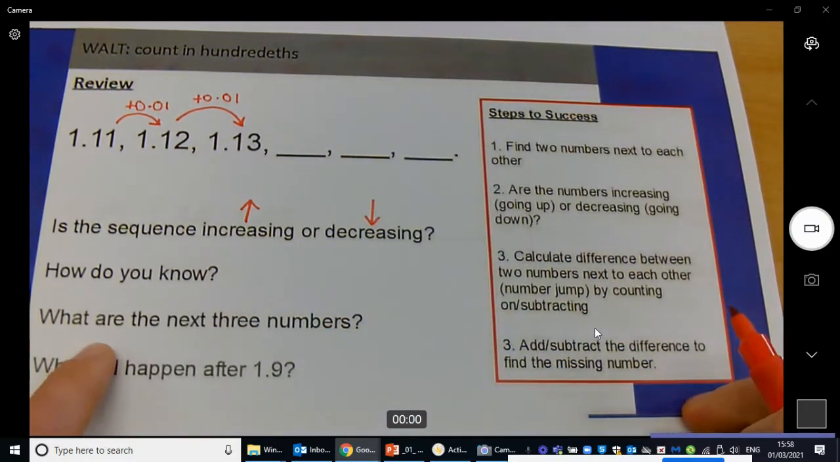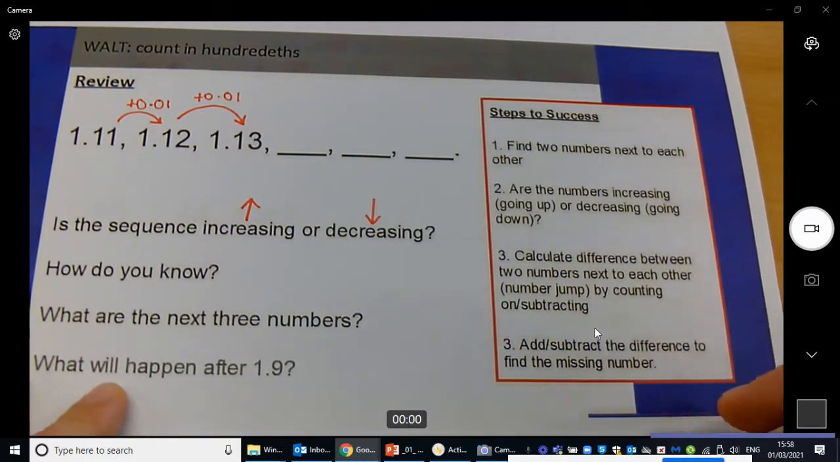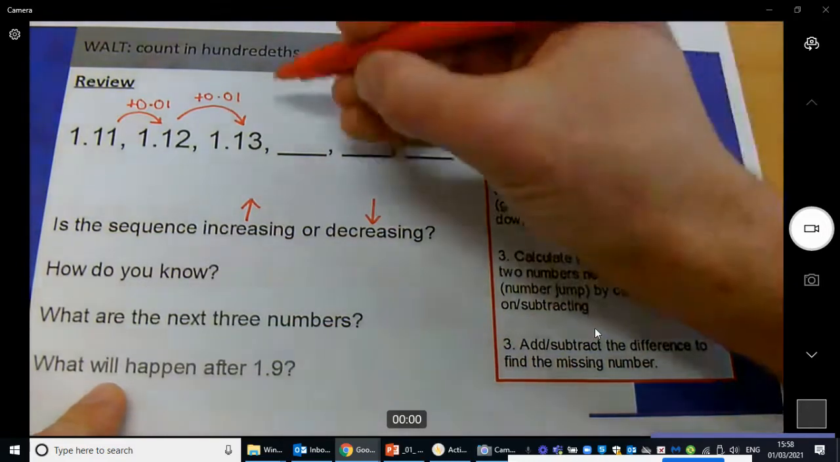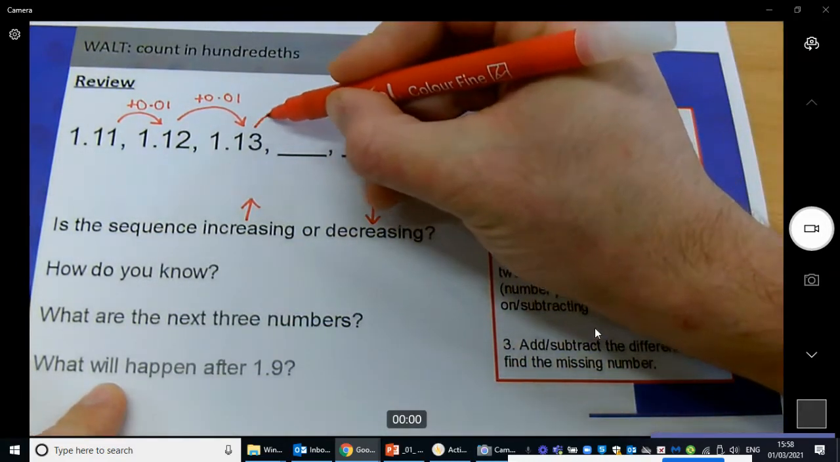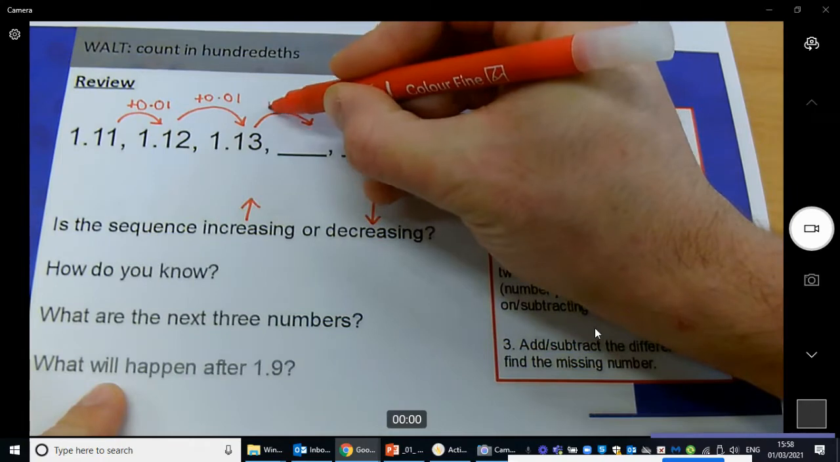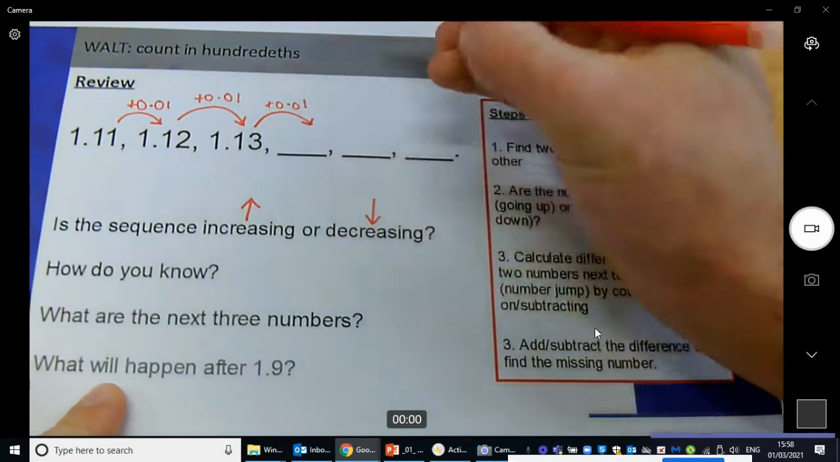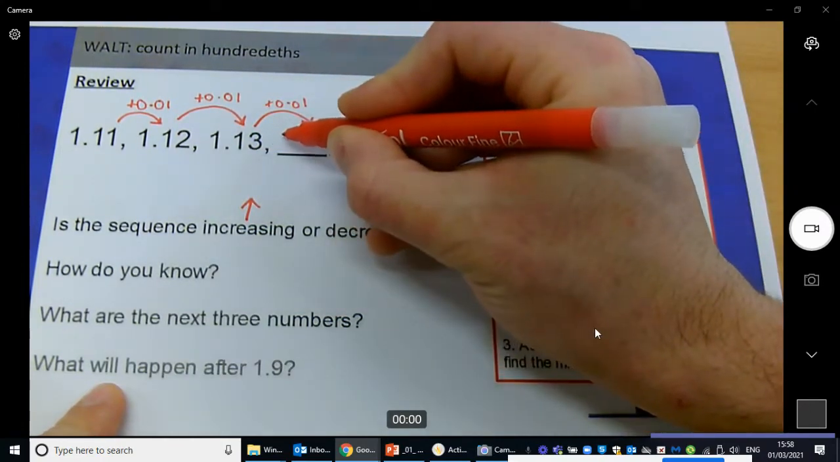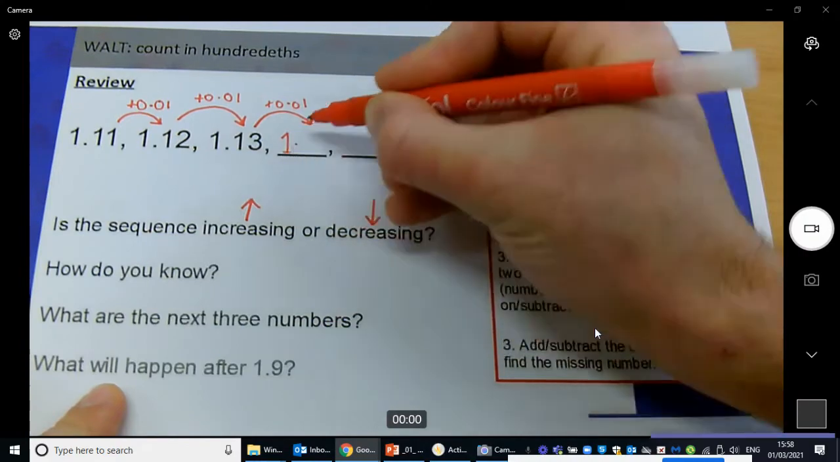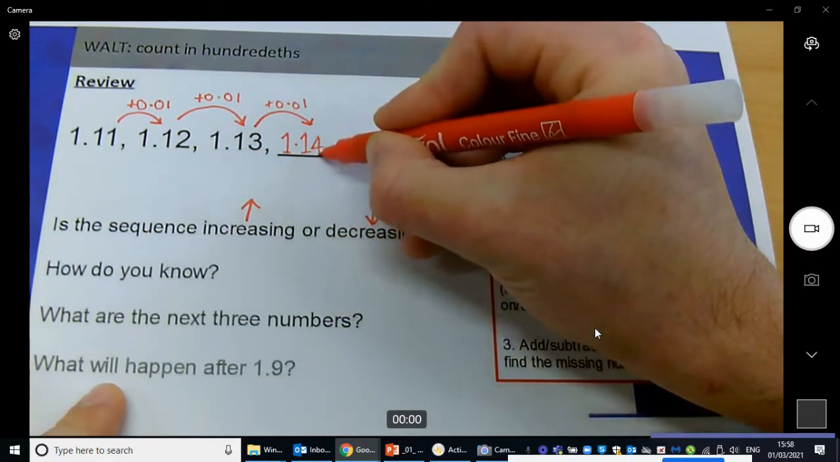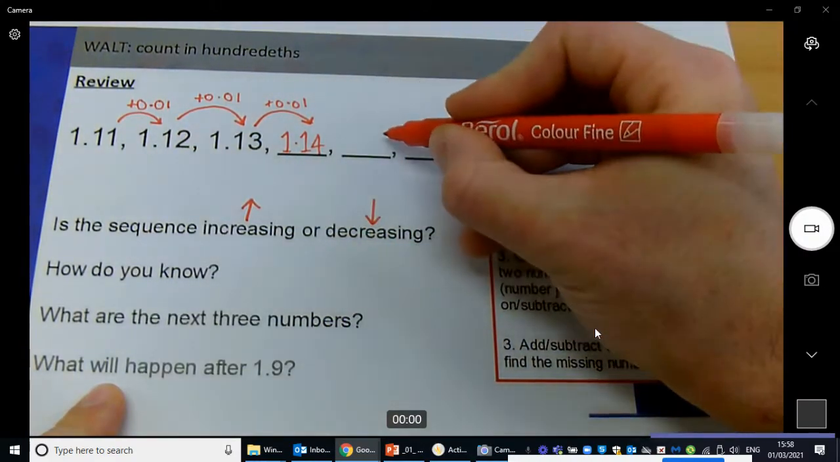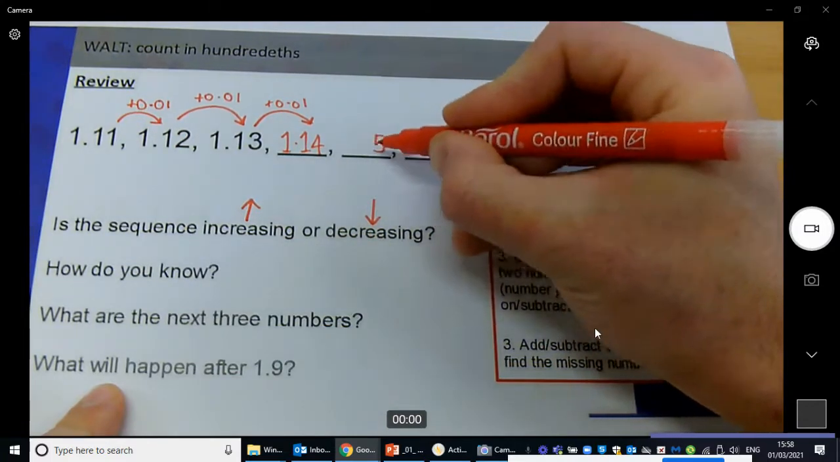And then from there, what are the next three numbers? So I then know that the next number jump is going to go up by 0.01. So that means it's going to go 1.14. Once again, it's going up only by 1 hundredth. So the 4 will turn into a 5.